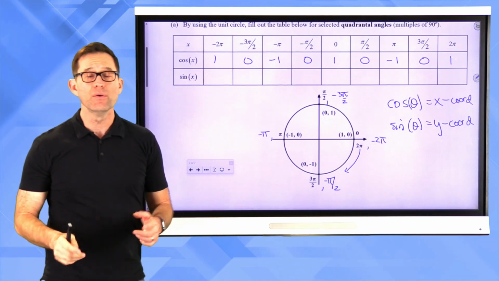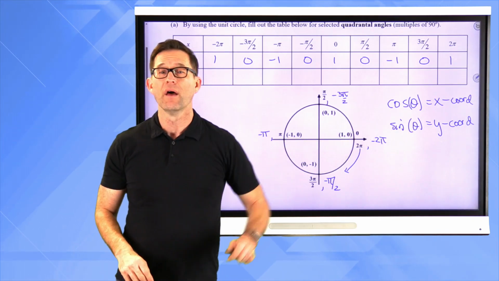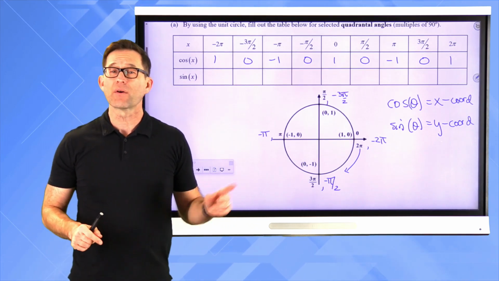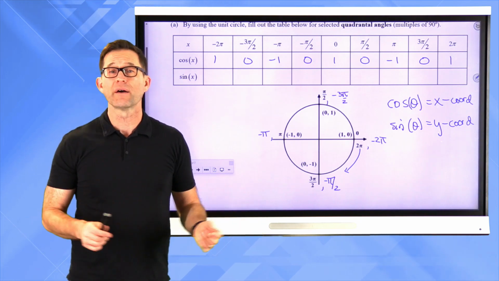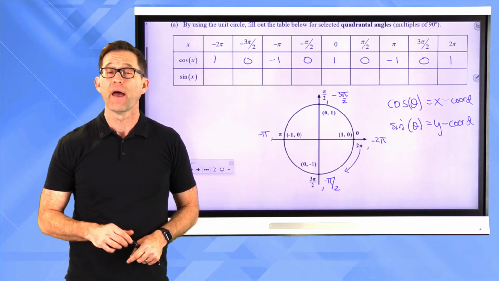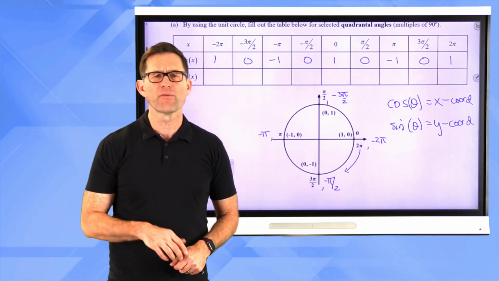So I have now used the unit circle and the definition of cosine as the x-coordinate on the unit circle to generate a rough table of values for the cosine. And notice, all cosine values are between -1 and positive 1.